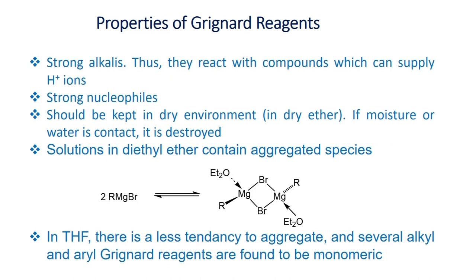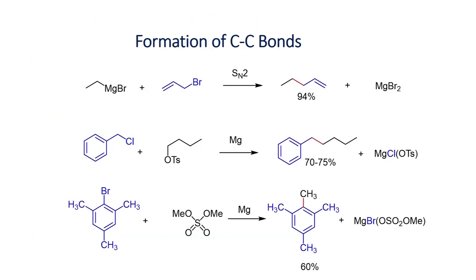They exist in aggregated forms, which are stabilized by the solvent. Usually we use THF or ether as the solvent, and if you look at it here, this lone pair of the ether can make chelation with this magnesium, because this is Lewis acidic in nature. It can make chelation, it can stabilize the reagent. They exist in aggregated form as shown here. Now, let us look at the reaction of Grignard reagents.